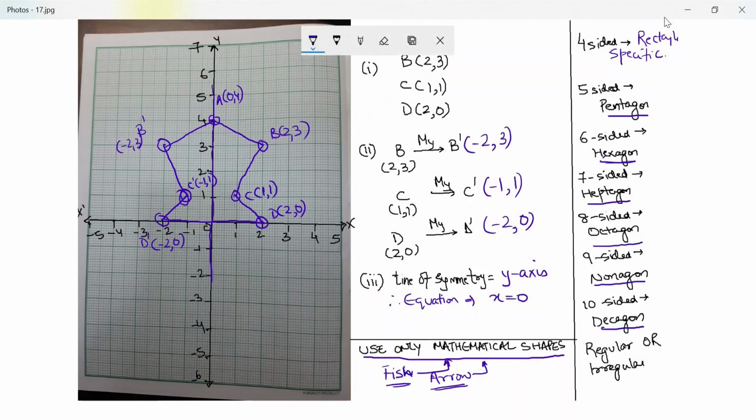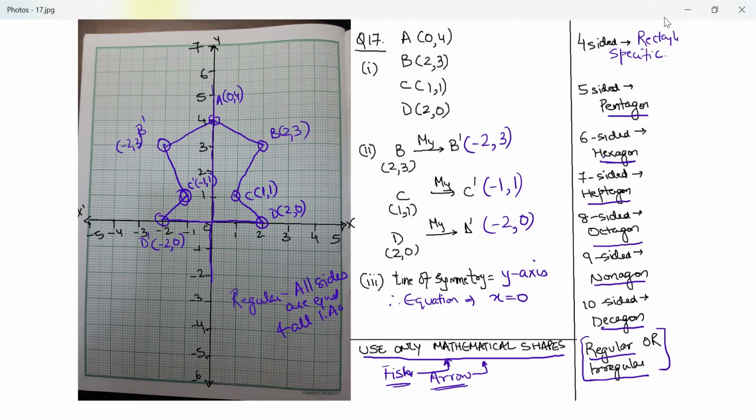If you want to be more specific, you can even write regular or irregular. I hope you remember what regular and irregular is. Regular polygon is a polygon where all sides are equal. Right? So all sides are equal and all internal angles are equal. Obviously, all external angles will be equal as well. Irregular is one where all sides are not equal. So these are the recommended names.